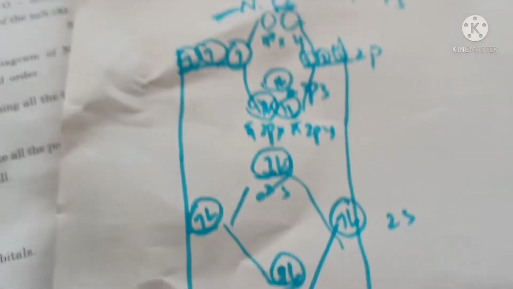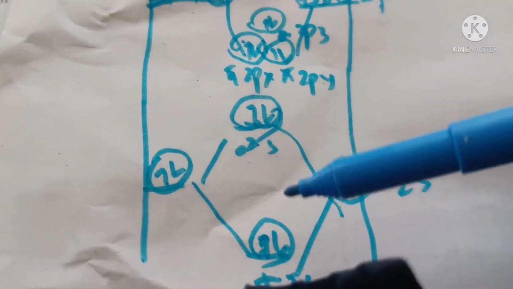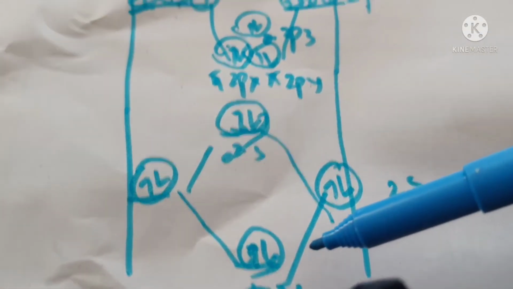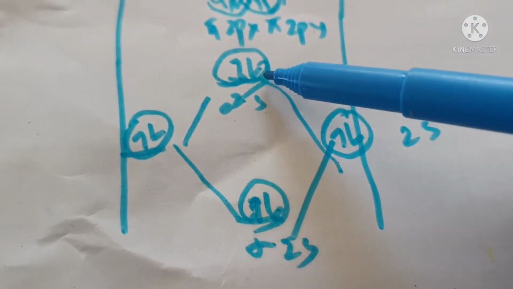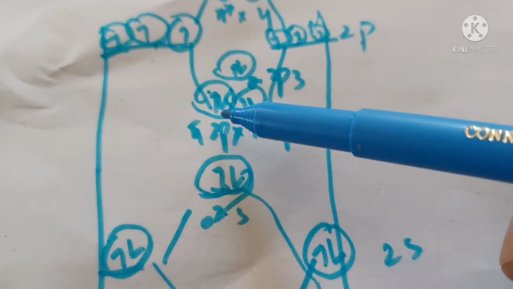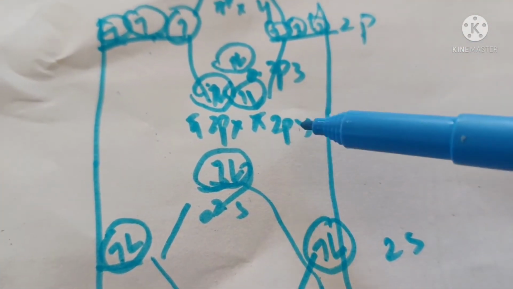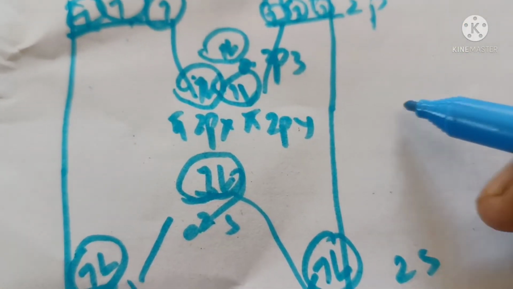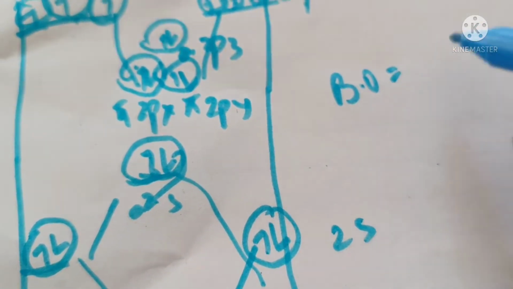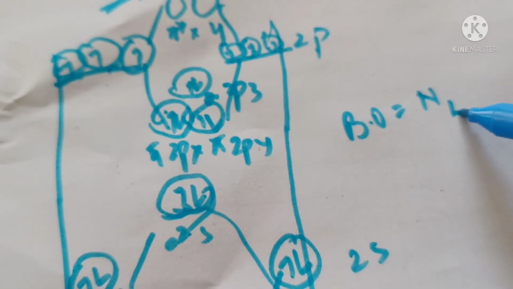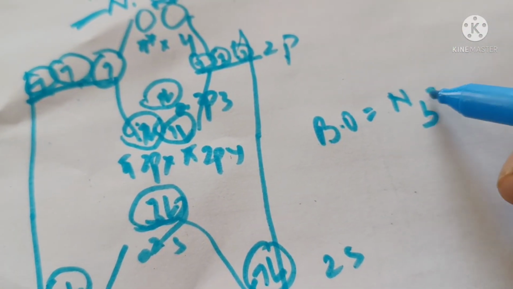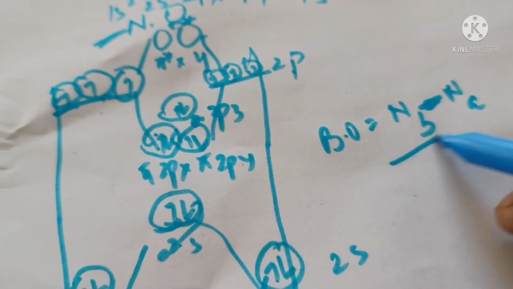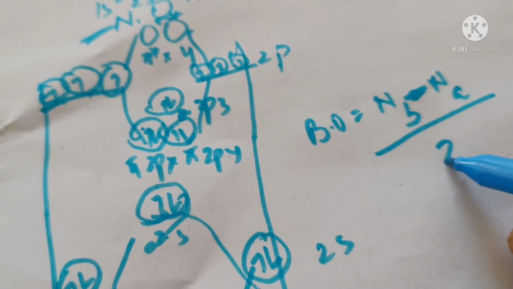So now this is the molecular orbital diagram and electronic configuration. Sigma 2s2, then we have sigma star 2s2, pi 2px2, pi 2py2 and sigma 2pz2. Now to find out the bond order, the formula is difference in electrons in bonding molecular orbital minus electrons in anti-bonding molecular orbital divided by 2.